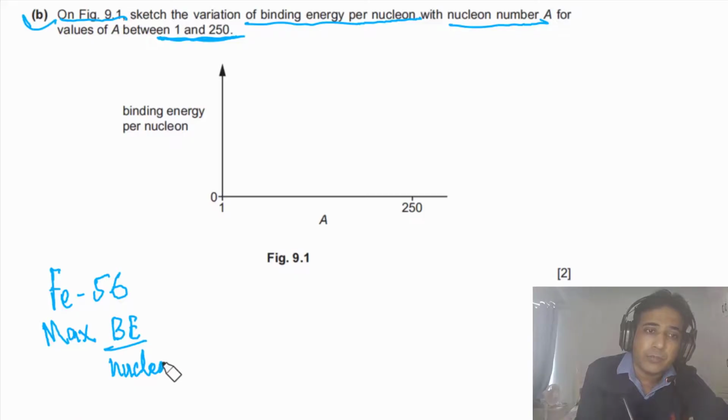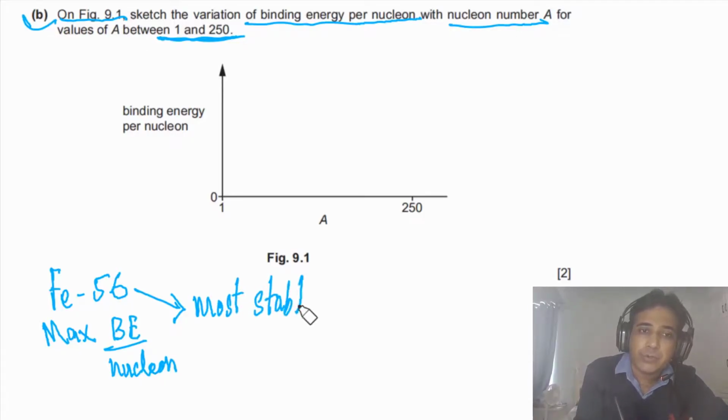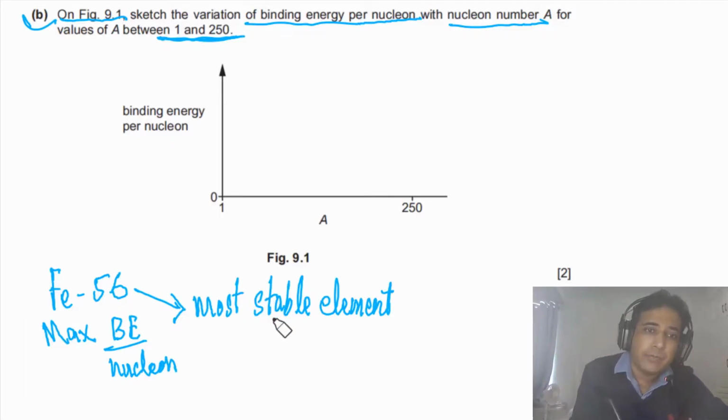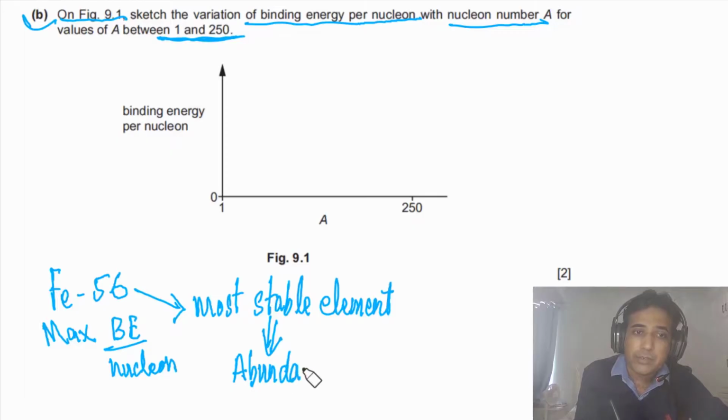So this is one thing very important you need to understand. That's the reason iron-56 is the most stable element, and that's the reason we have a lot of iron on our planet. We have an abundance of iron-56 because it's the most stable element.